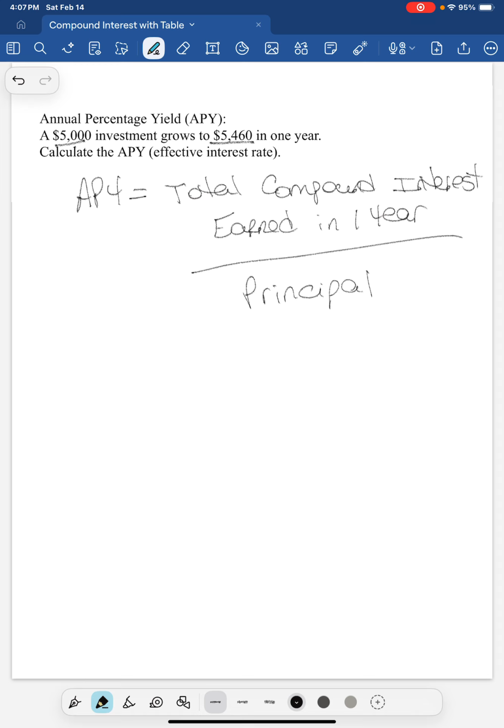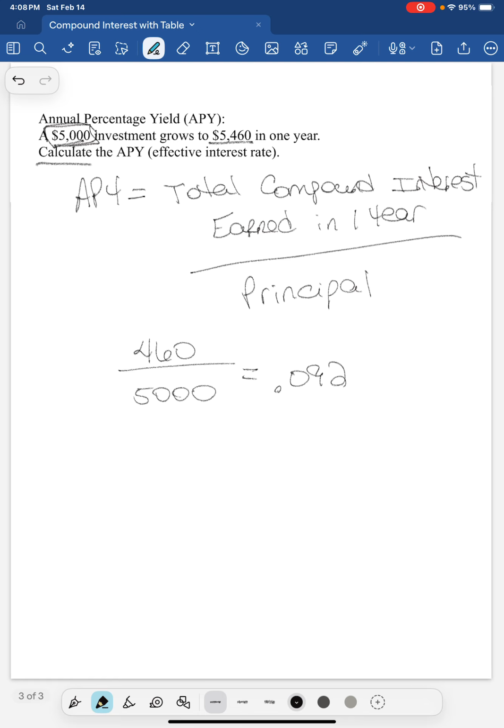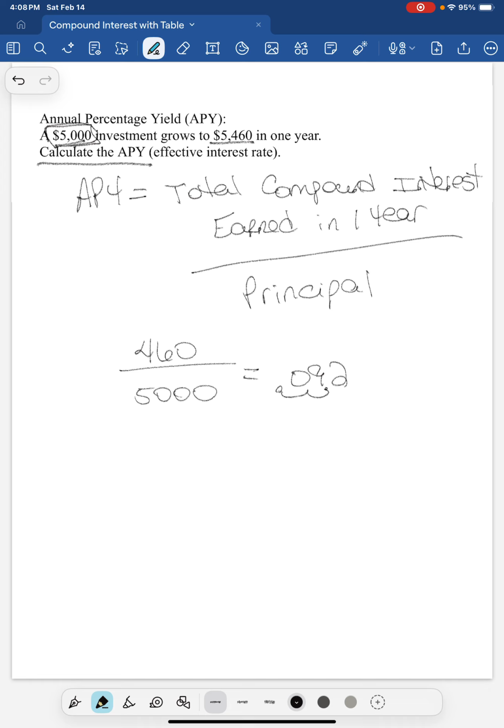So the first thing you need to do is find the total compound interest earned in 1 year. And you see, if you subtract 5,000 from 5,460, the total compound interest earned in a year is $460. And your principal, remember, is always going to be the amount you borrow. This is the amount you start with, okay? So we're dividing 460 by 5,000, and we see that comes out to 0.092. And if we want to calculate that into a percentage, we move the decimal to the right 2 times, and we have 9.2% is our APY.